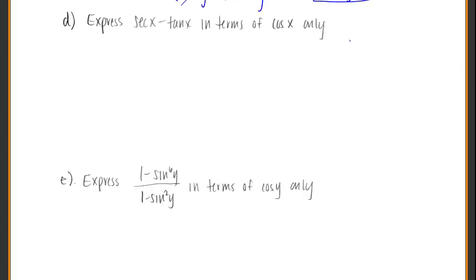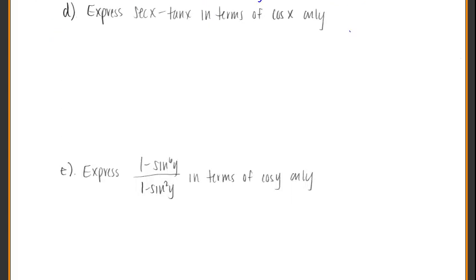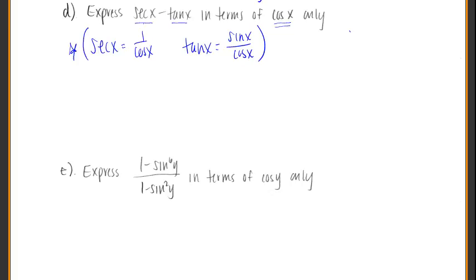Okay, so let's go to D. D says that we want to replace secant x and tangent x both in terms of cosine. Nothing is squared, so I can't use identities 6, 7, and 8. Everything's to the first power, so I know that secant of x is 1 over cosine of x, and I know that tangent of x is sine of x over cosine of x. So let's take these two identities and see what we can do.